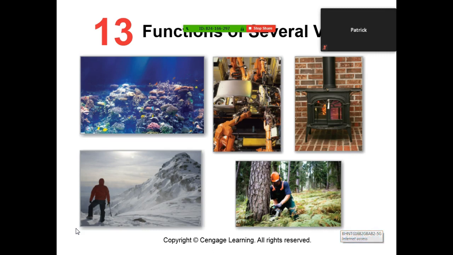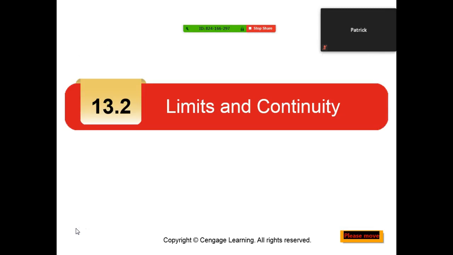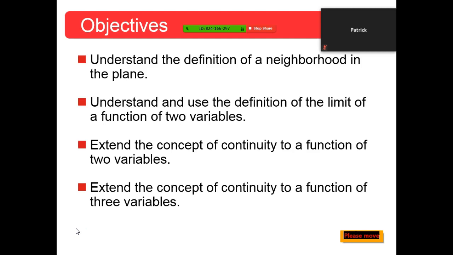All right. Where we left off last time was in Chapter 13, which is functions of several variables. We finally finished 13.1. 13.2 is limits and continuity. Okay? That's what we're moving to now, if there are no questions. The objectives here: understand the definition of a neighborhood in the plane.